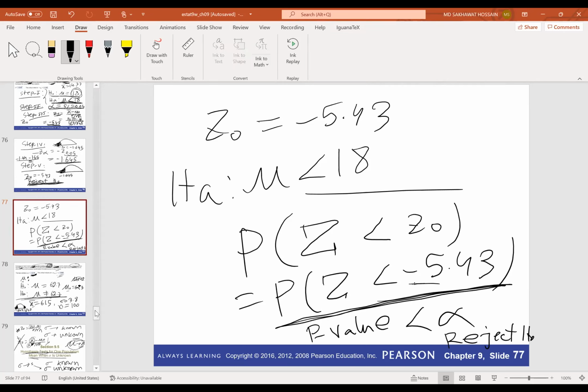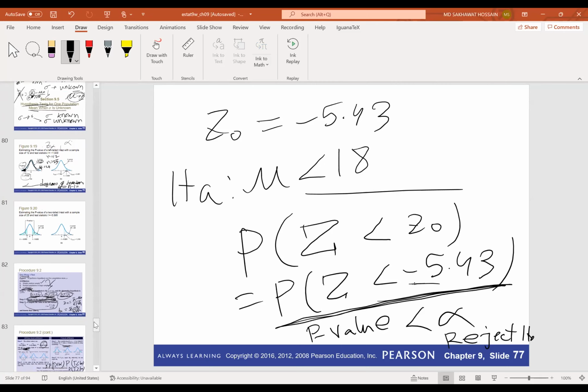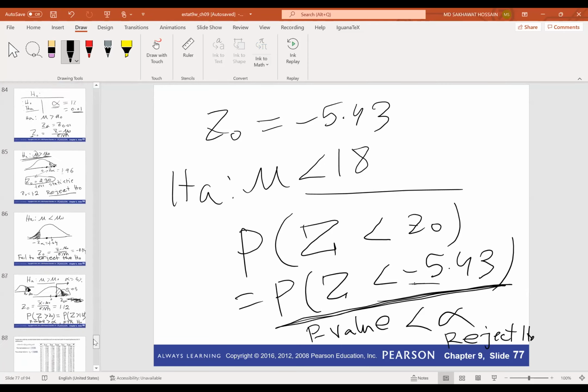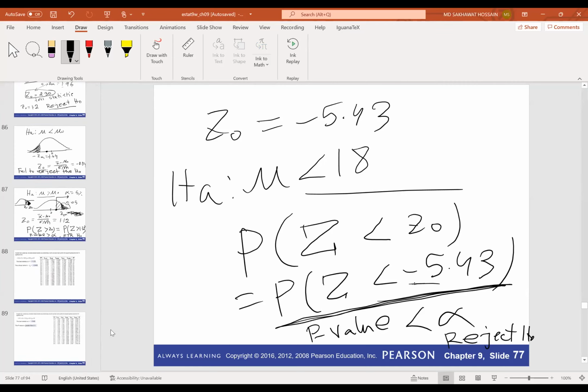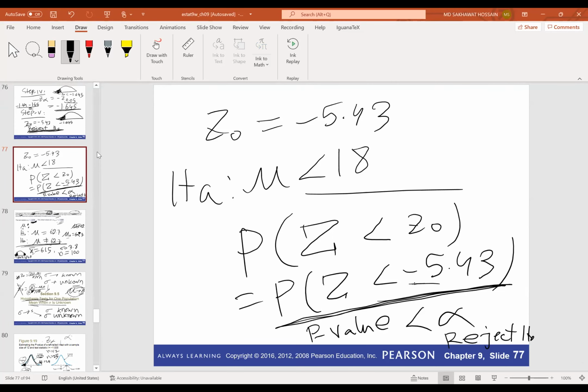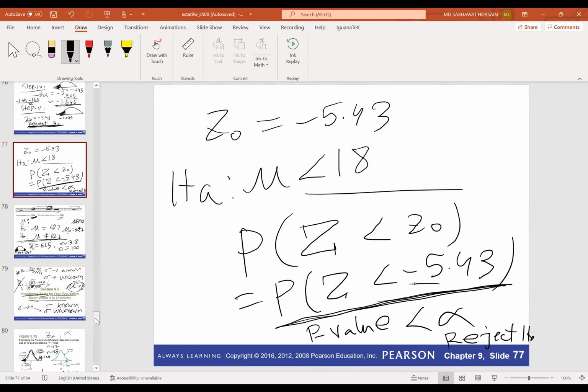Okay, so any other question? Yeah, alpha value is given. Yeah, that's correct. Alpha value is given and it was 5%. So that's why it is 0.05. Yeah, very good question. You're welcome.